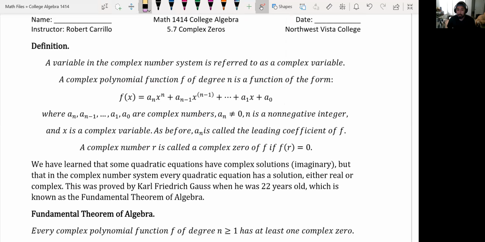Where a sub n minus 1, a sub 1, and a sub 0 are complex numbers, and the leading coefficient a sub n cannot be 0. n is a non-negative integer, and x is a complex variable. As before, a sub n is called the leading coefficient of f. A complex number r is called a complex zero of f if f of r equals 0.